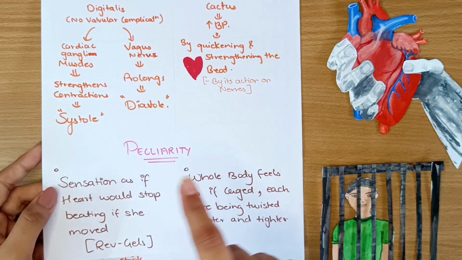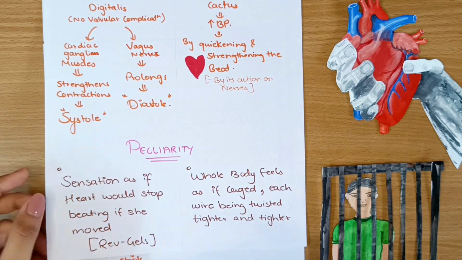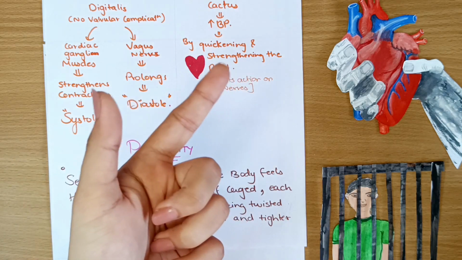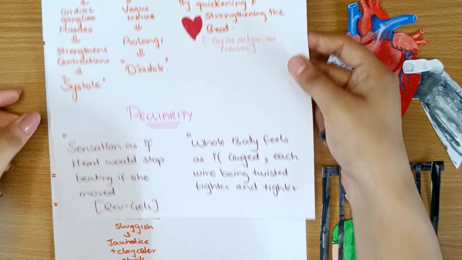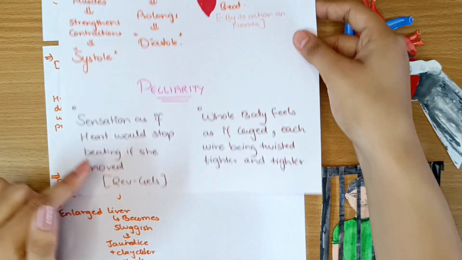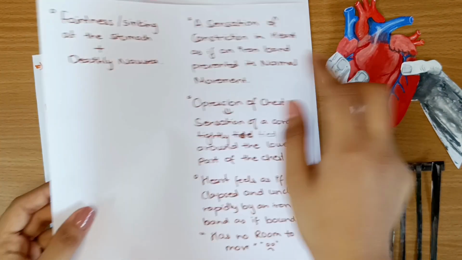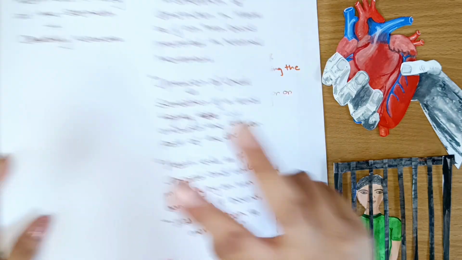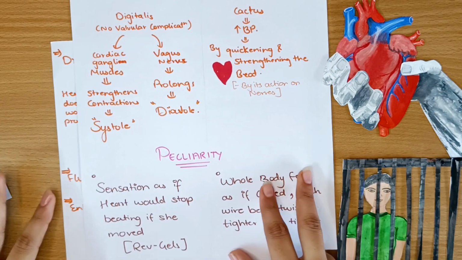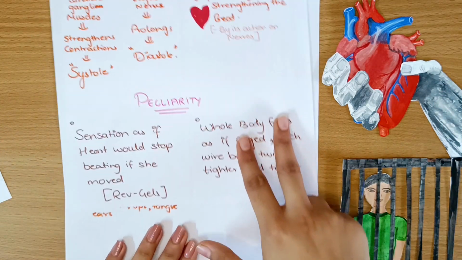Then we talked about the peculiarities that we see. We saw that there are only two peculiarities: if she moves, there is the sensation as if the heart would stop beating. Another is that there is a faintness or sinking of the stomach with deadly nausea. These were the two peculiarities that we talked about in Digitalis.